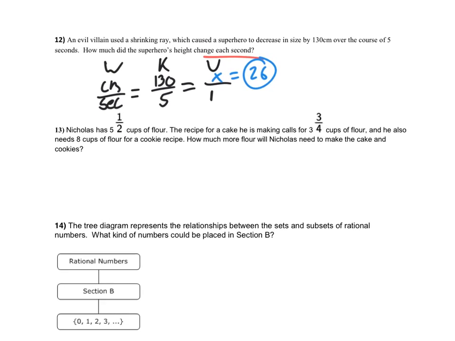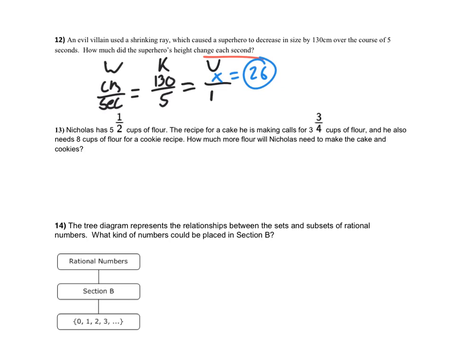All right, number 13. Nicholas has 5½ cups of flour. The recipe for a cake he is making calls for 3 3/4 cups of flour. And he also needs 8 cups of flour for a cookie recipe. How much more flour will Nicholas need to make cake and cookies? I kid you not, I absolutely hate this problem, but this is real world. This is basic fraction stuff that you guys really need to be able to do.